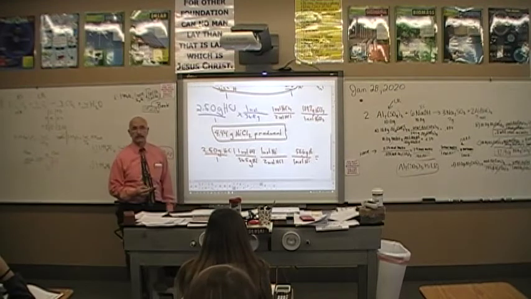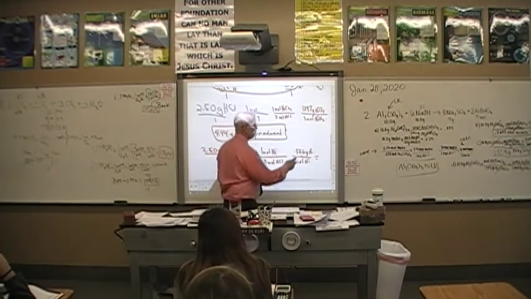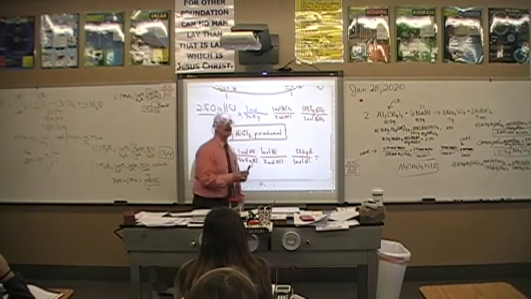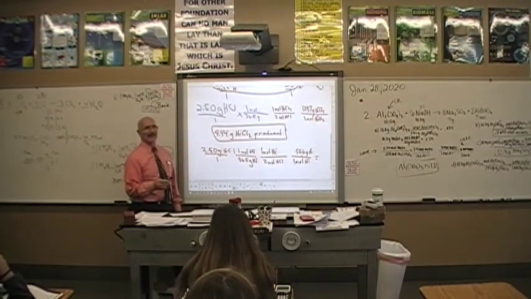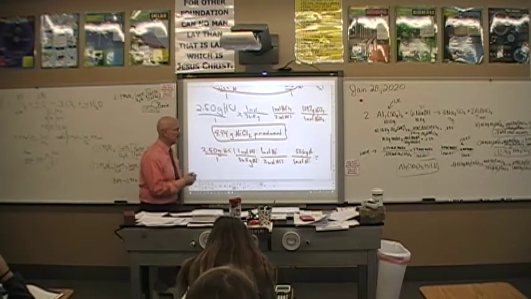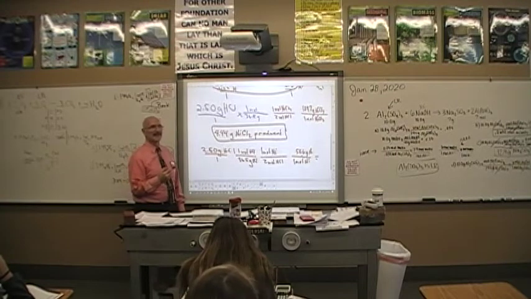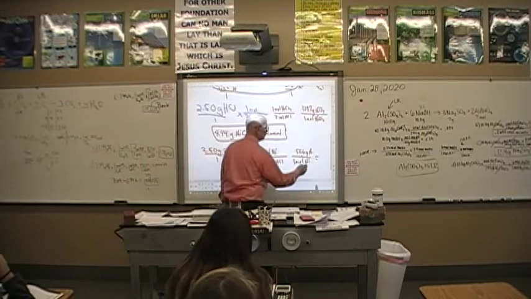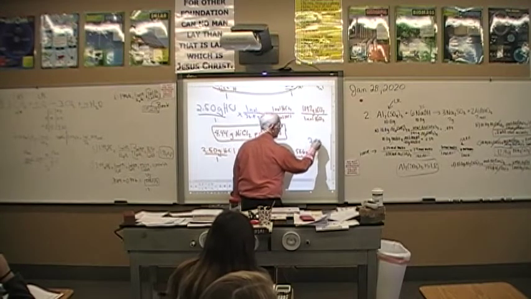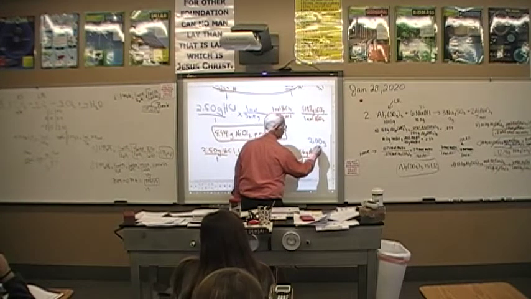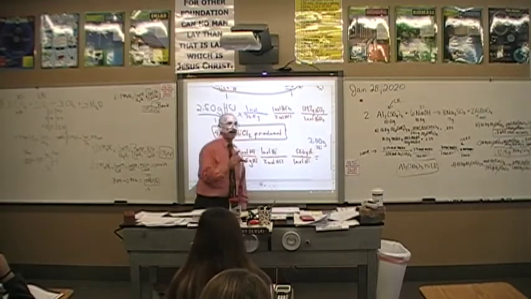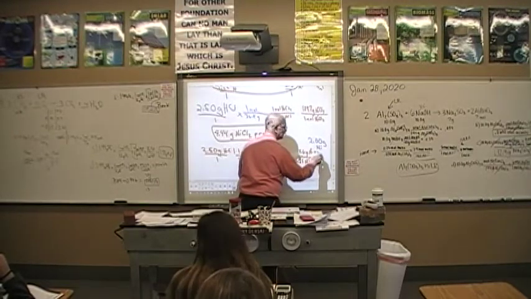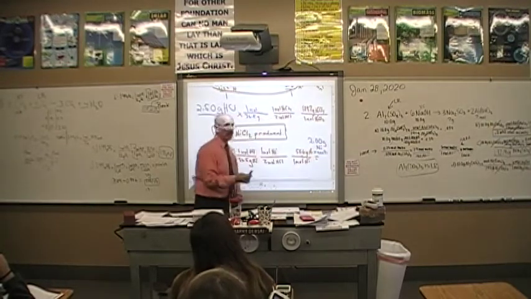Anybody got this number? Nickel is 58.7. What's the answer? 2.00. Okay, 2.00. I had somebody calculate 1.99, so roughly the same thing. 2.00 grams of nickel react. That's not the final answer. The question is how much is left over.